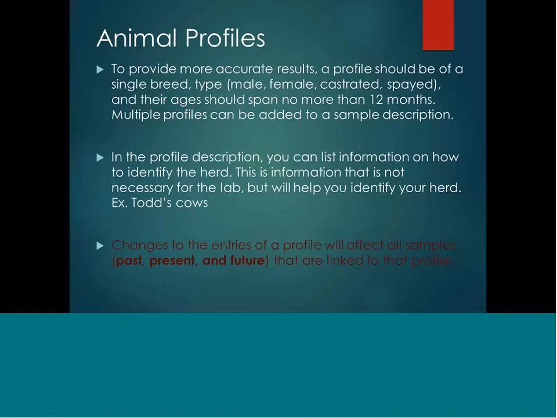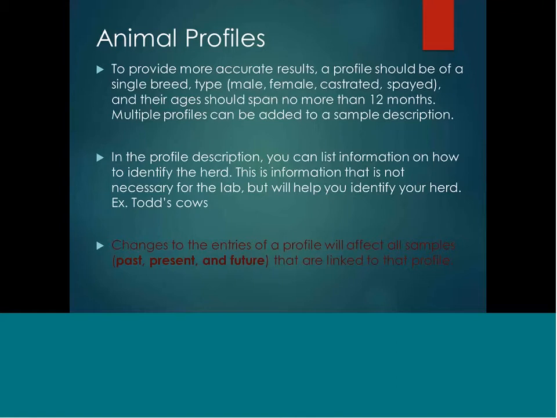In the profile description, you can list information on how to identify the herd. This is information that is not necessary for the lab, but will help you identify your herd. An example of that would be Todd's cows. So if you once again have any herd identifiers, or you call different herds or different groups of animals different things, feel free to enter that information there.